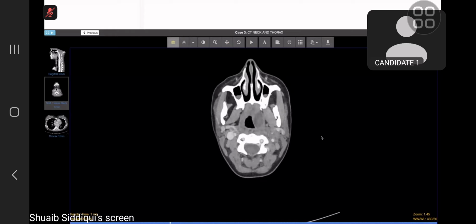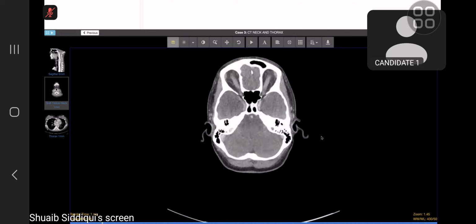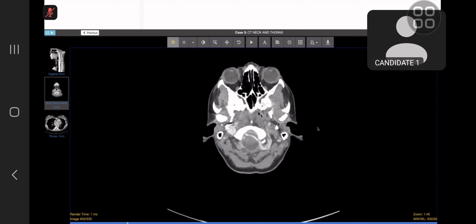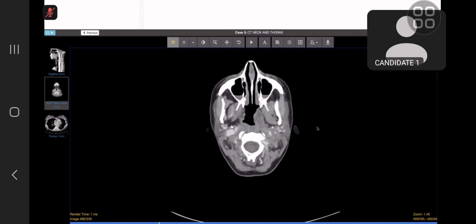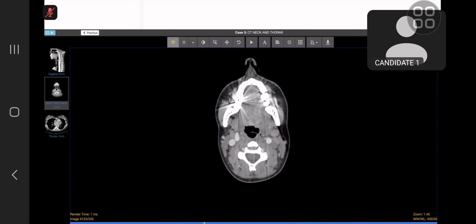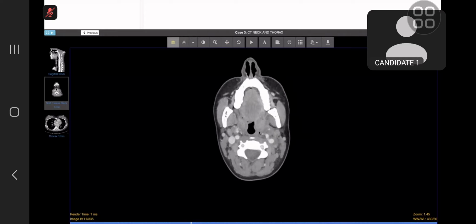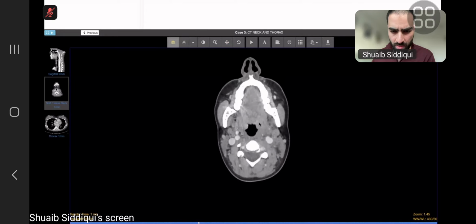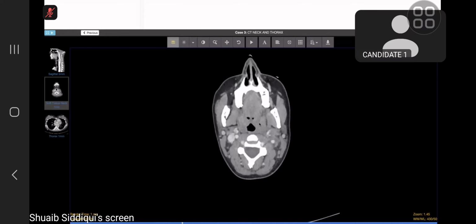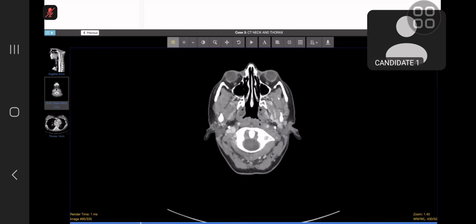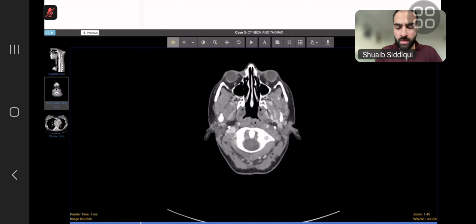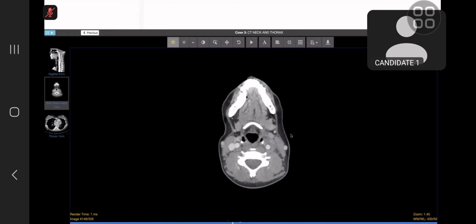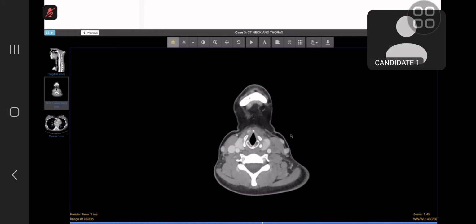Sir, I'm looking at the post-contrast images. So there is evidence of a well-defined peripherally enhancing abscess seen in the left tonsillar region. Sir, out here. So there's a well-defined tonsillar abscess, left-sided. Yeah, continue. I'm trying to look for any lymphadenopathy.